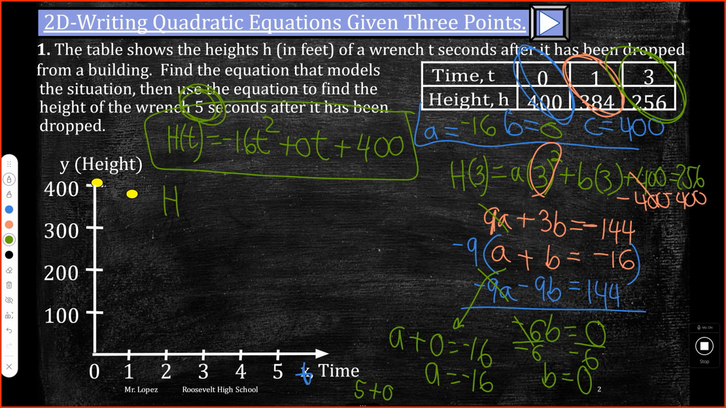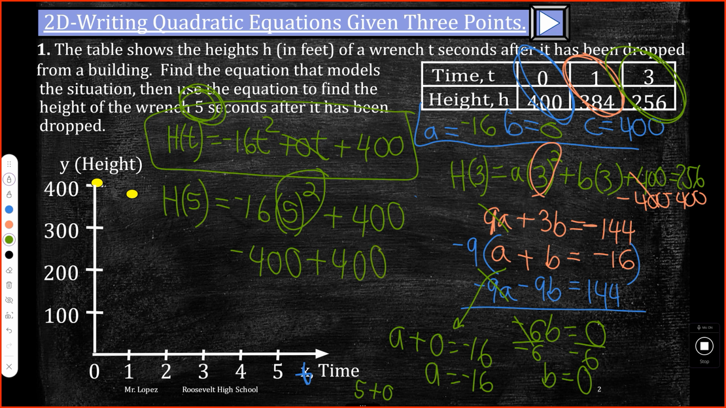So I'm going to find the height at 5 seconds. Plug it in. Negative 16, T is 5, squared. I don't really need to write the B term because 5 times 0 is 0. Plus 400. What is 5 squared? What's 25 times negative 16? Negative 400. Negative 400 plus 400? 0.